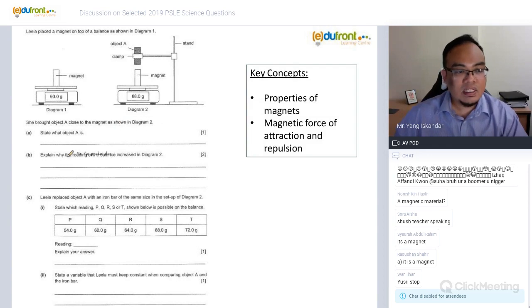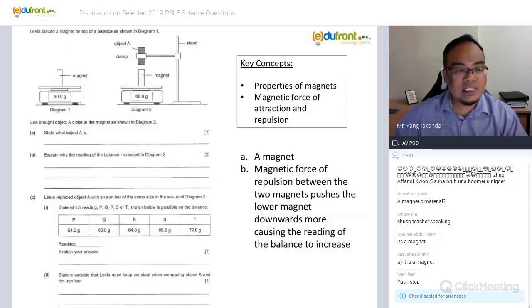Okay. So here they ask you, why does the reading in the balance increase in diagram 2? Very easy, right? Since we know that this is a magnet, there is a magnetic force of repulsion. This one goes up and this one goes down. So this must be like poles. Let's say this is north pole and this is also north pole. So when you have north and north pole, like poles, it will repel, right?